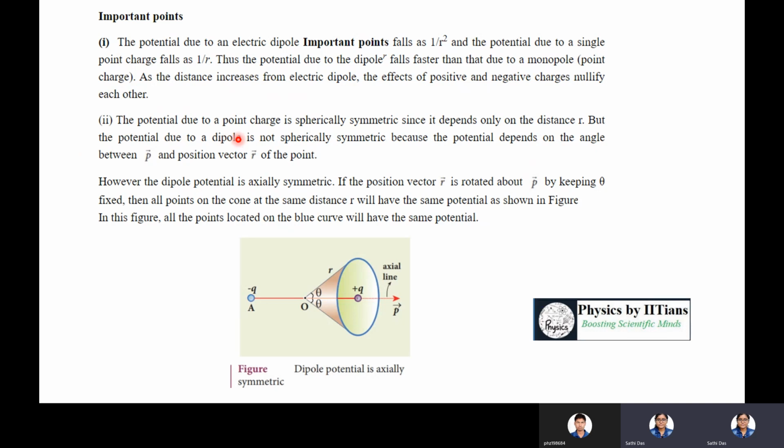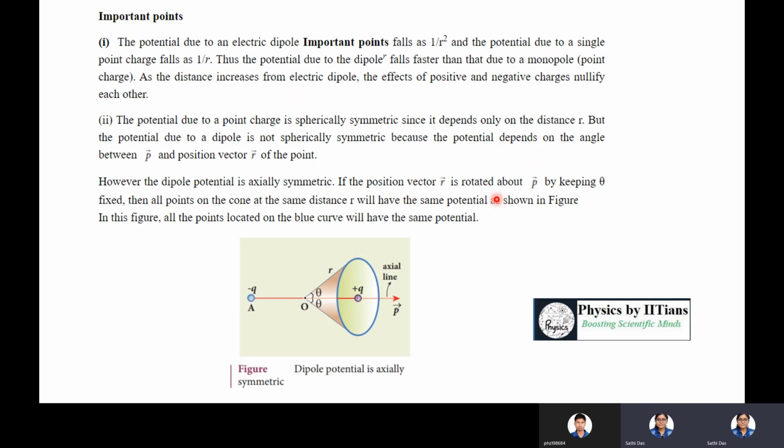And the potential due to a point charge is spherically symmetric since it depends on the distance r, but the potential due to a dipole is not spherically symmetric because the potential depends on the angle between p and the position vector r. So for the monopole, suppose there is one point charge q, and the potential will be symmetric because it is proportional to 1 by r and there is no dependency on theta. But for the dipole, the potential is dependent on both r and theta. Okay. However, the dipole potential is axially symmetric.